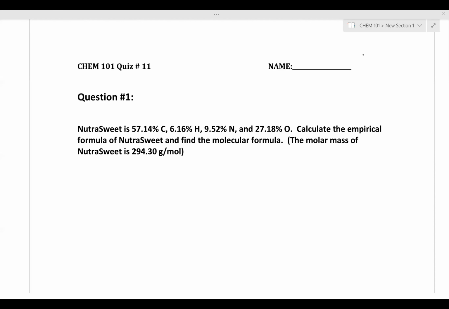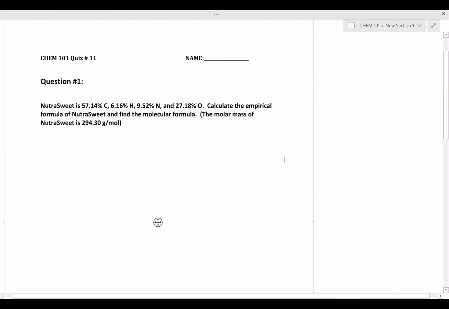Okay, so in this problem, we are given the mass percentage of each element found in NutraSweet. We are asked to calculate the empirical formula and the molecular formula of NutraSweet. And unless you happen to have this memorized for some reason, we're going to have to actually use our empirical formula calculation methods. So let's get started on that.